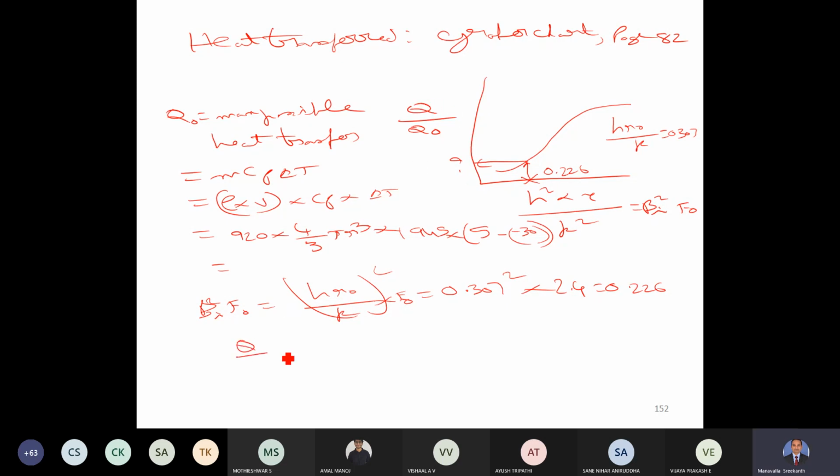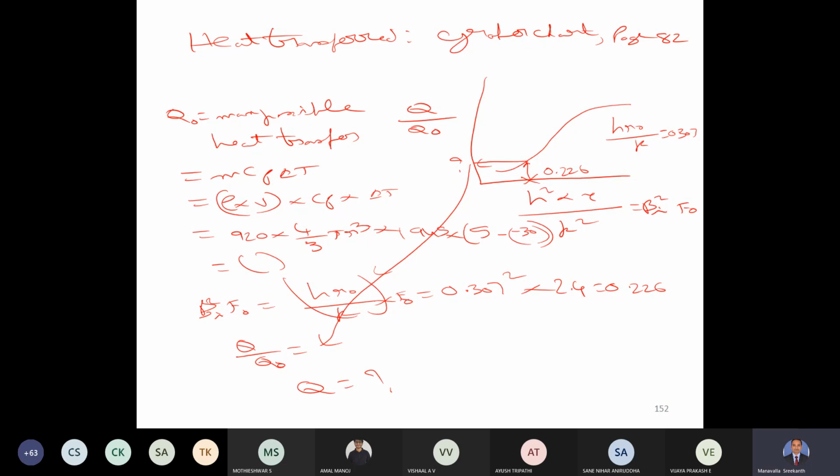So for Q by Q naught, you read the value here, bring it here, and then estimate the value of Q. Q naught is already known; we calculated Q naught here. So you complete that part of the problem. I hope you are following.